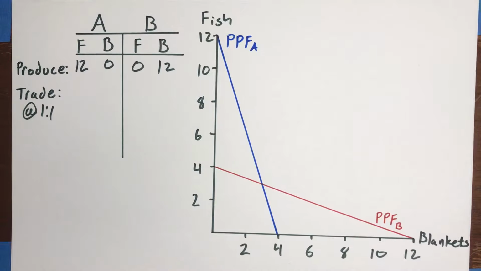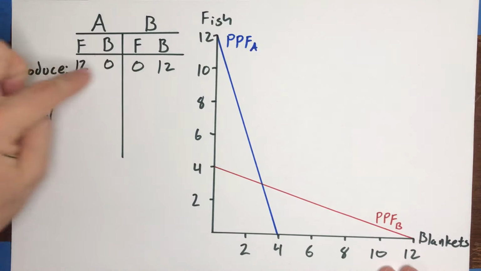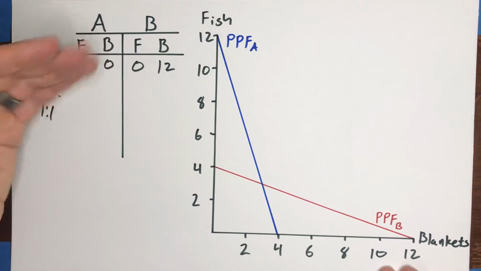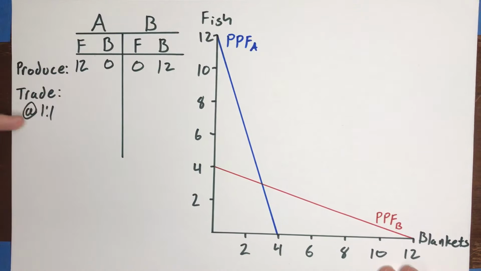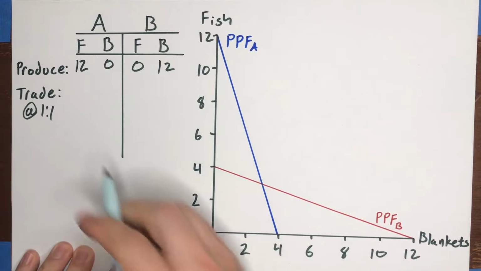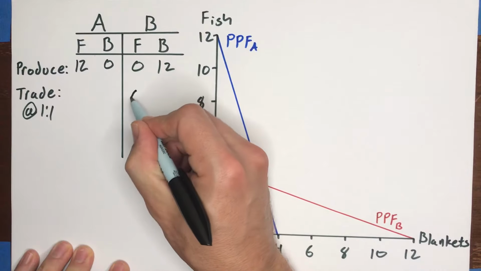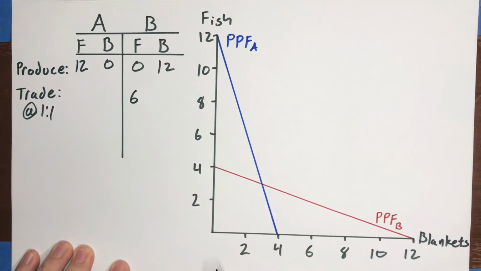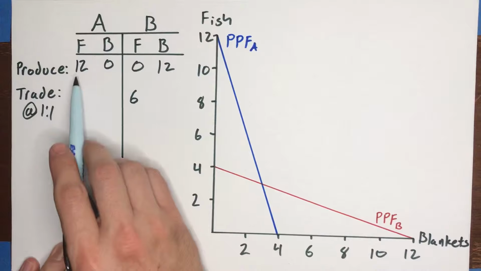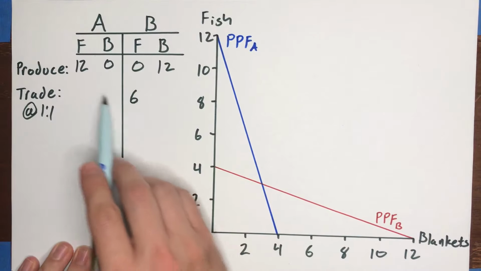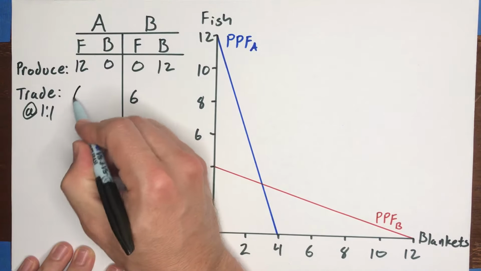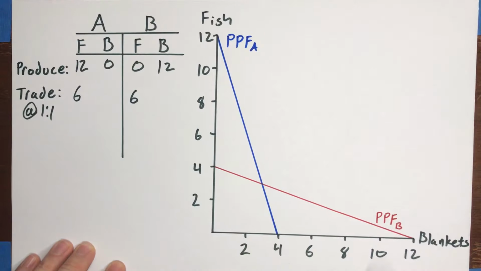And also, to keep this simple, we're going to assume that they each trade half of what they've got. So they make 6 trades at 1 for 1. Okay? Well, what would happen there? Alice is going to give 6 of her fish to Bob. So he's going to get a 6 in his fish column. She produced 12, gave up 6. That means she has the other 6 left for herself to consume.